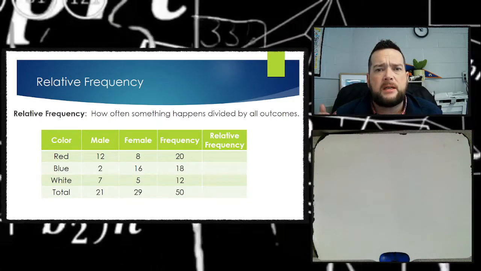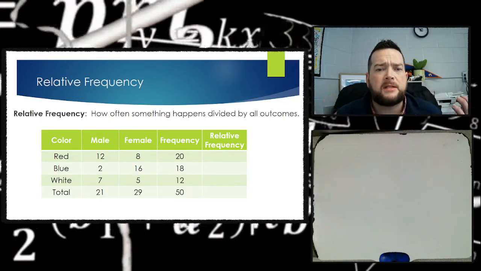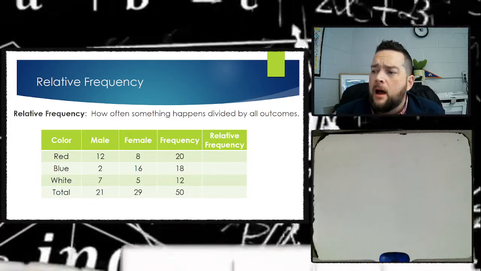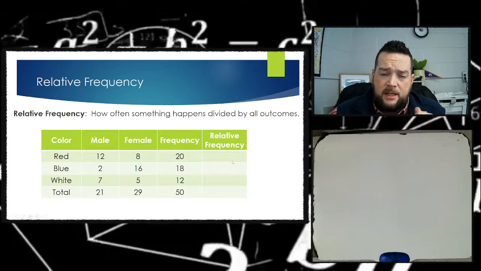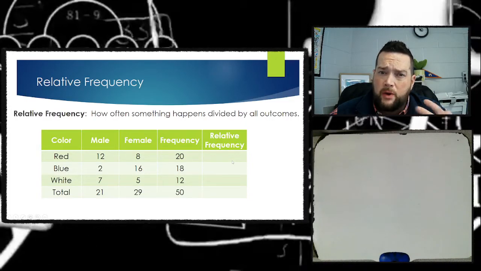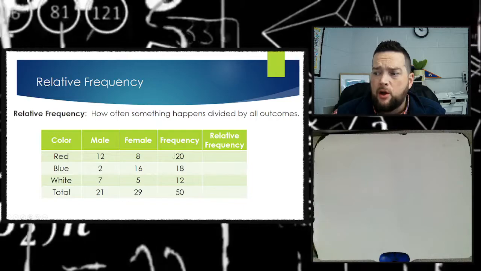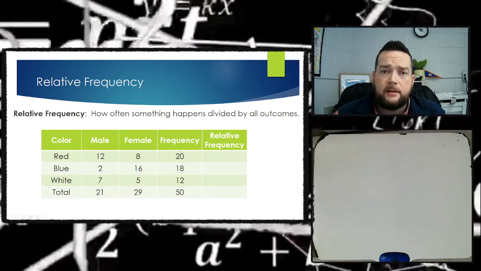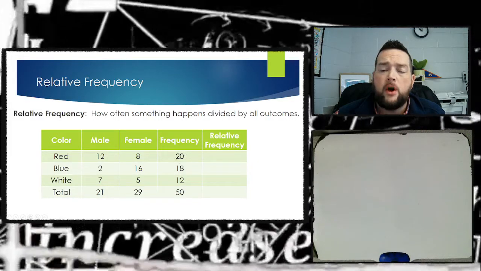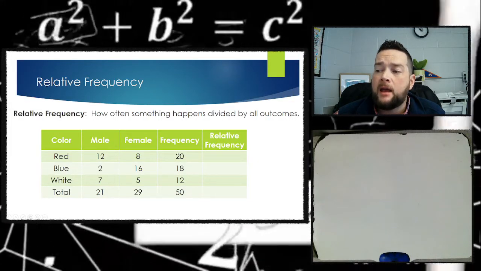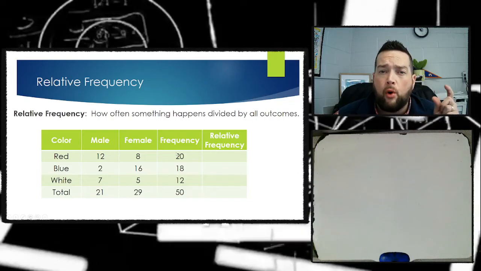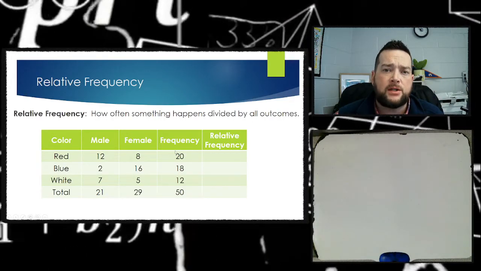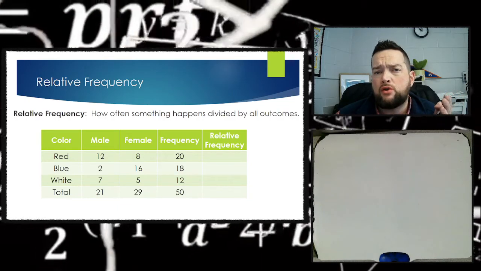Relative frequency, the definition there on the screen, is how often something happens divided by all the outcomes, all right? It seems maybe a complicated definition. It's a really simple process. You just think about your selected outcomes. So let's just think about those who chose red. Those who chose red are 20, and you think about that as a portion of the whole. 20 is not all the individuals who were in the survey. It was just those individuals who chose red.